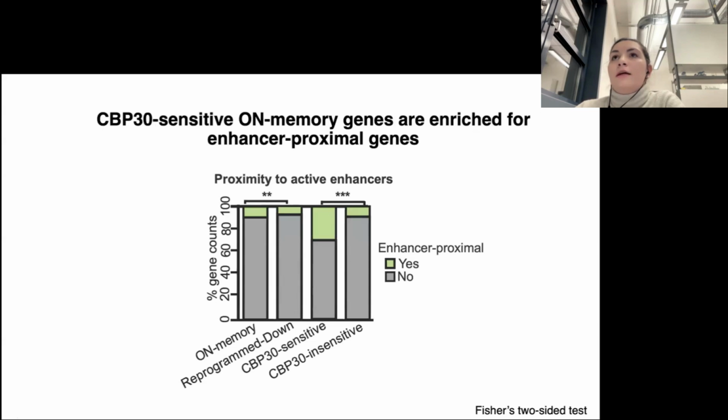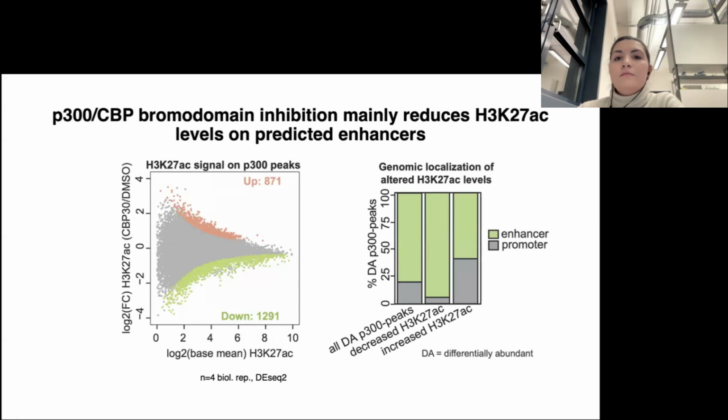So that prompted us to think that the P300 inhibition approach likely perturbed K27 acetylation on enhancer elements, which could have been behind the phenotypes observed. So we did CUT&RUN in control and perturbed donor embryos, and we could see indeed that the majority of the genomic loci where the K27 acetyl levels were reduced were P300 sites outside of promoters, or in our case, these were sites that we could define as predicted enhancers.